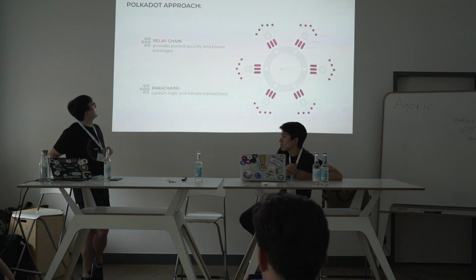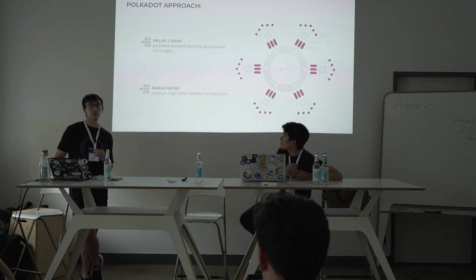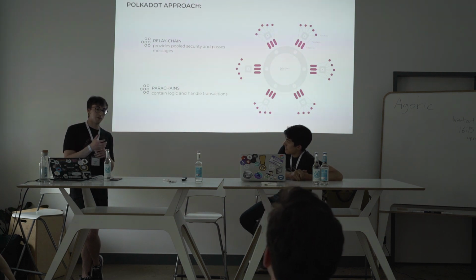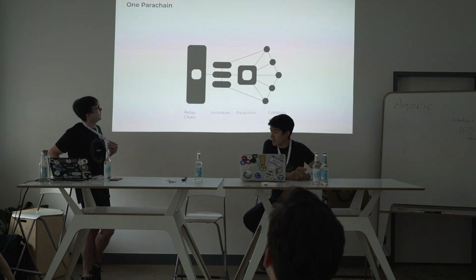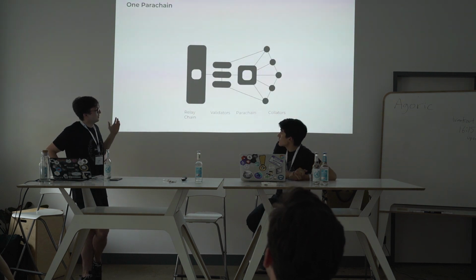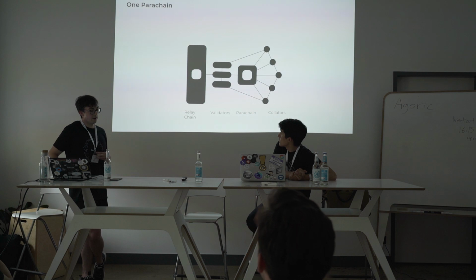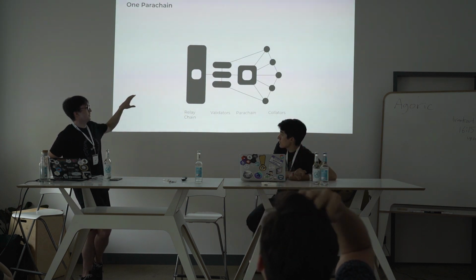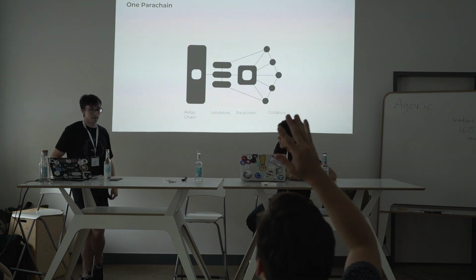To turn a Substrate chain into a parachain would require a library called Cumulus, and it's a super minimal library that you can basically just wrap your Substrate runtime and node using, and it would be compatible with Polkadot. So here's just a visualization of how a parachain looks. The parachain has collators, which are full nodes, and validators, which are validating that correct state transitions.